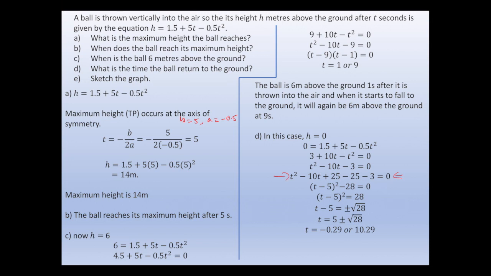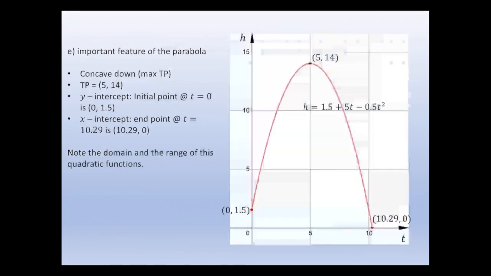I actually used the calculator to work out minus 0.29 or 10.29. We must reject the negative value because when we start throwing the ball vertically up, time equals 0, therefore it cannot be a negative value. So reject the negative value, and the ball will take 10.29 seconds to reach the ground.